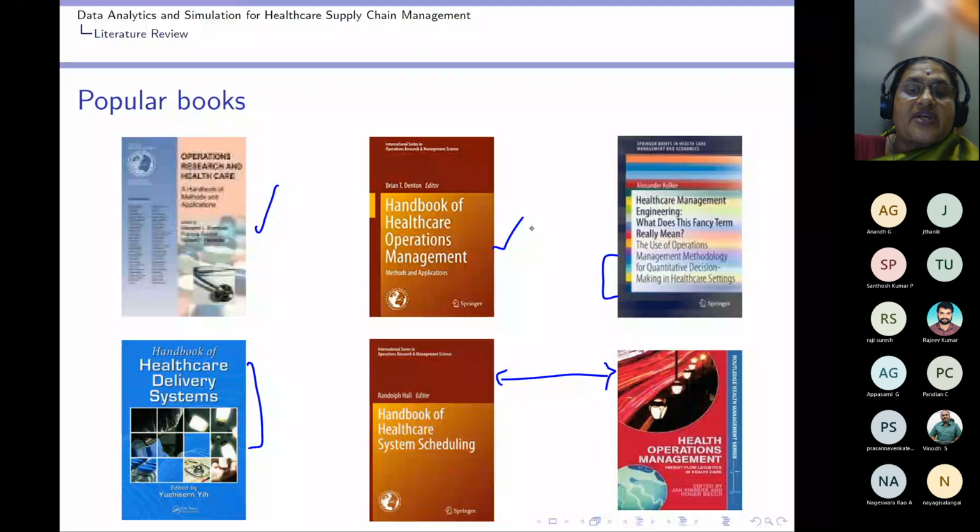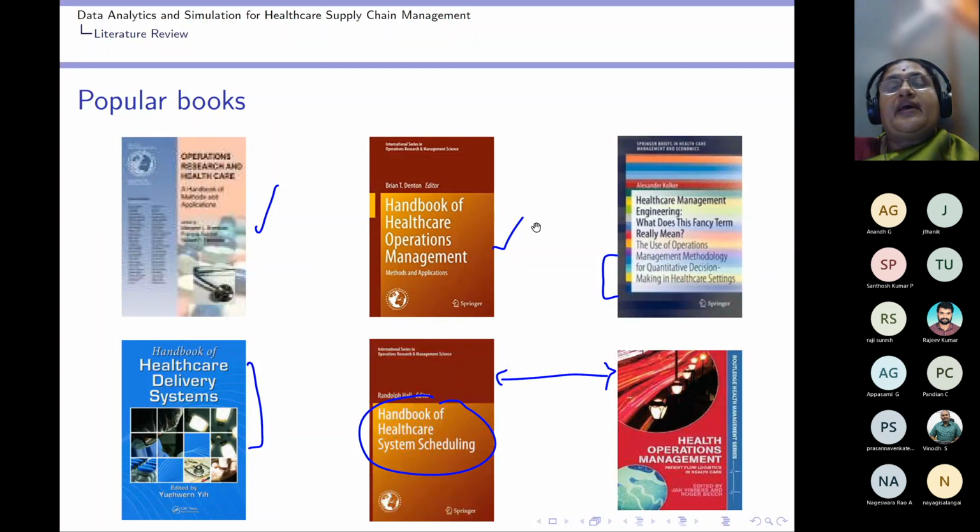The first one is a handbook on healthcare systems scheduling, edited by Randolph Hall. And the second is on health operations management. In particular, it talks about patient flow, and it basically focuses on patient flow systems. These are the popular books, and if you look at any paper that refers to patient scheduling, you'll find a reference to at least these books for sure.